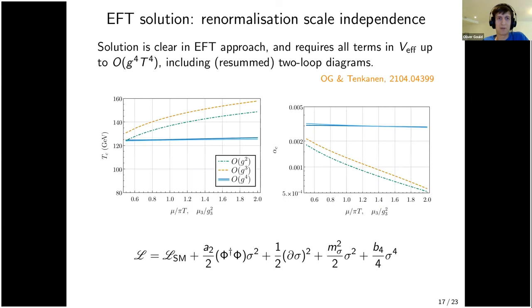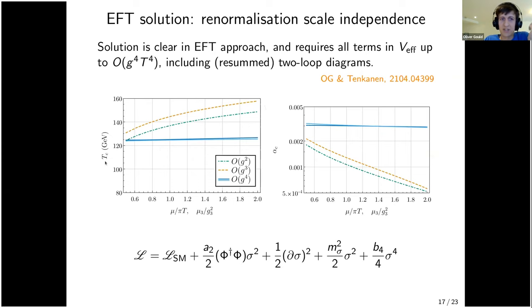Now there's a solution to this problem, and the solution is kind of straightforward in an EFT approach, because in the EFT approach, you don't just have an expansion in loops, you also have an expansion in hierarchies of scale. And you can see that, because of that, you need to go to a higher order to get this cancellation of scale dependence. In fact, you need to calculate the effective potential up to g^4 T^4. That's the order at which you get scale independence. And we did so in this paper for the standard model plus a real scalar, with the model I introduced earlier.